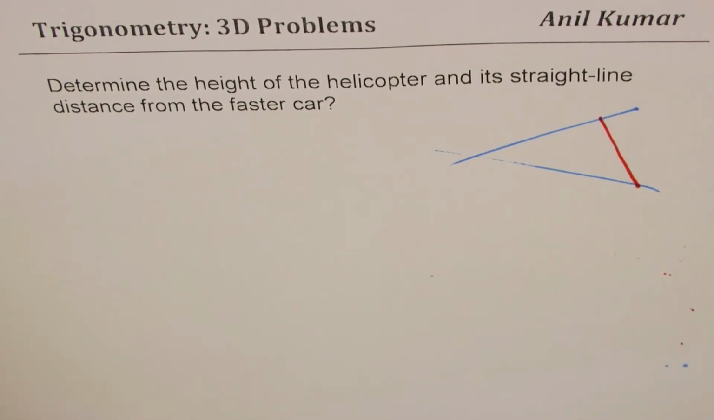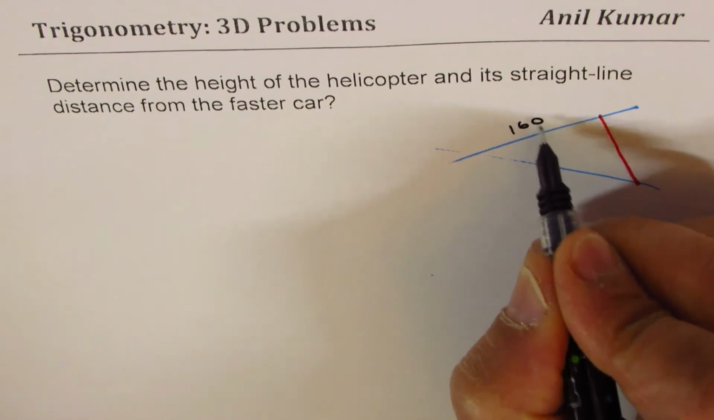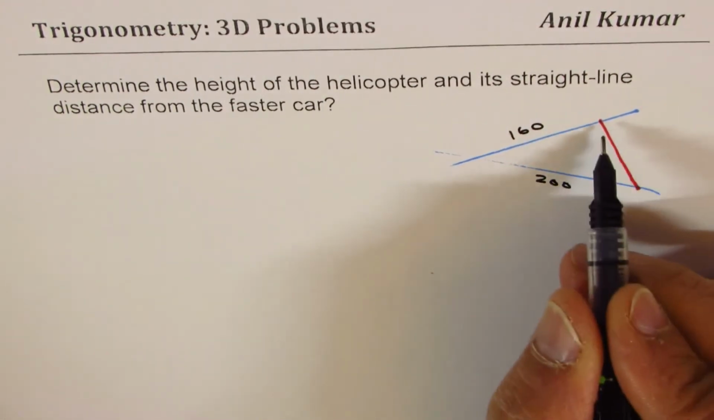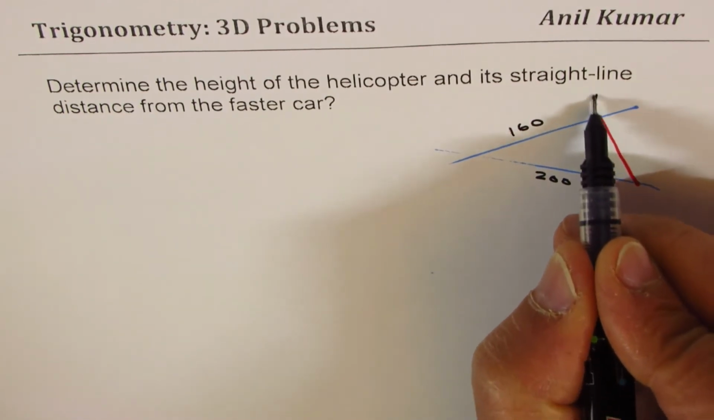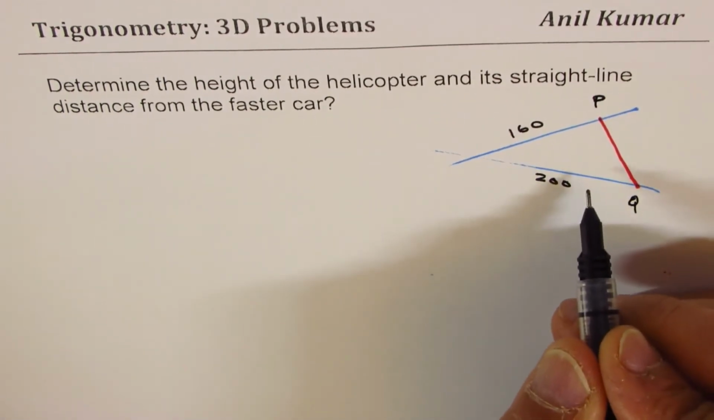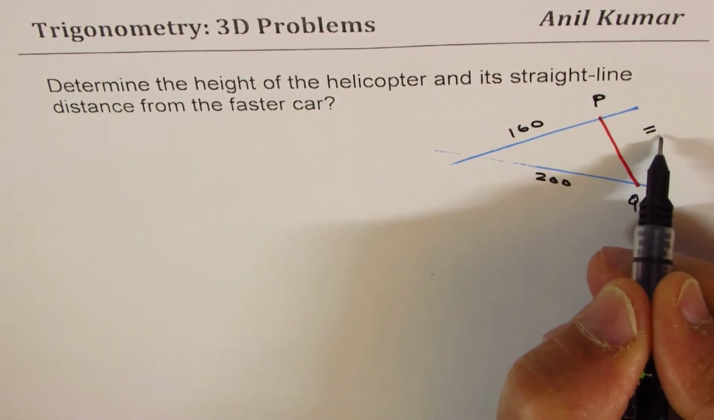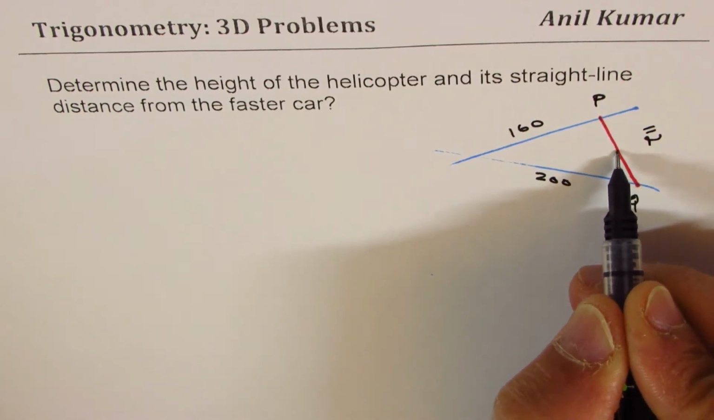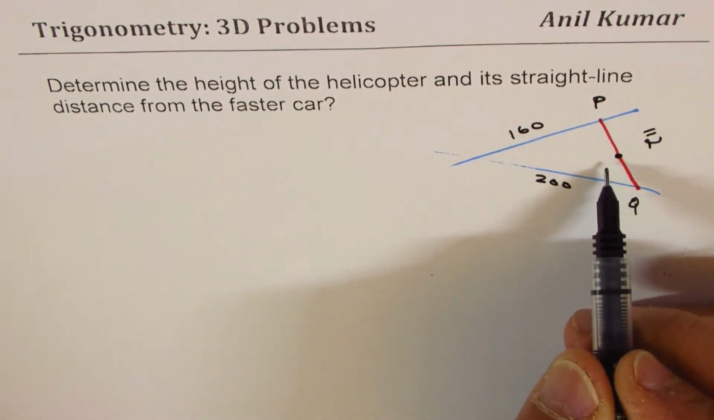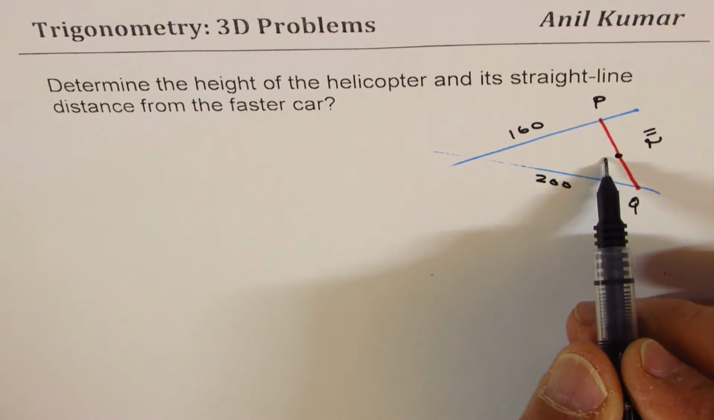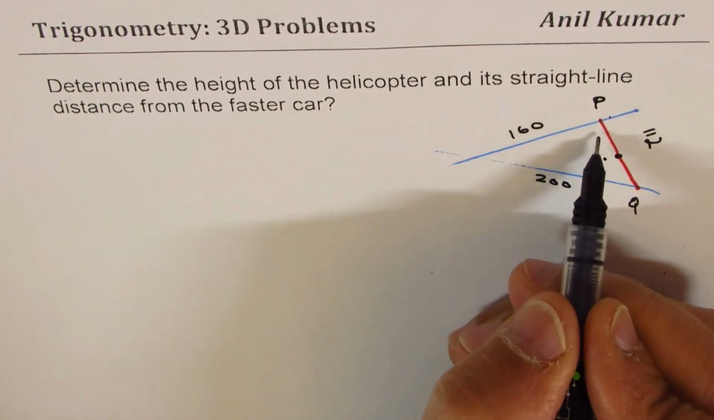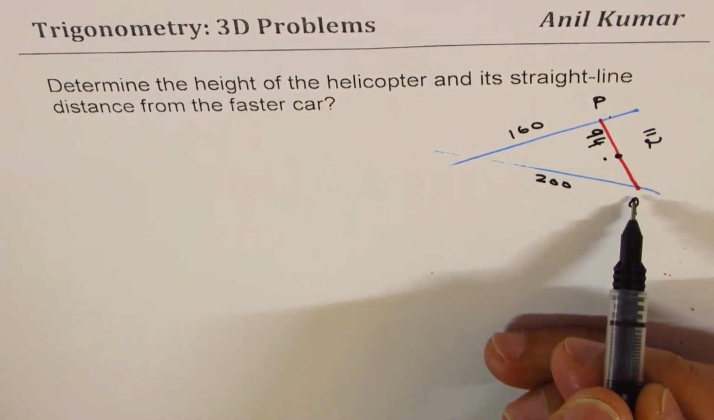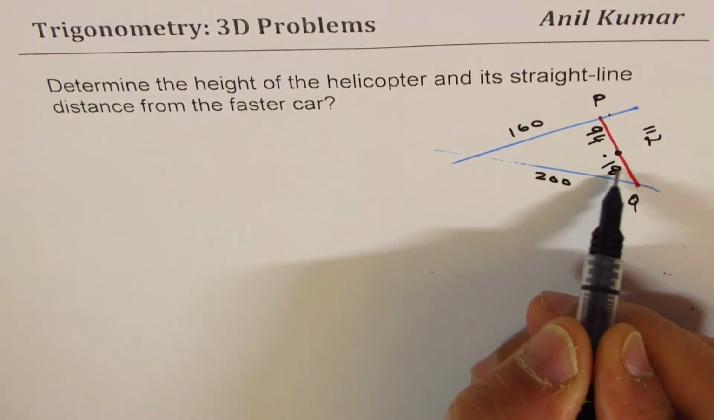We found that after 2 hours this distance was 160, this is 200, and the total distance between the slower car, which is at P, and the faster car at Q, is 112, right? And we found that the helicopter is somewhere here, so that its distance from the slower car is 94, and therefore the distance from the faster car is 18, right? This is what we found.